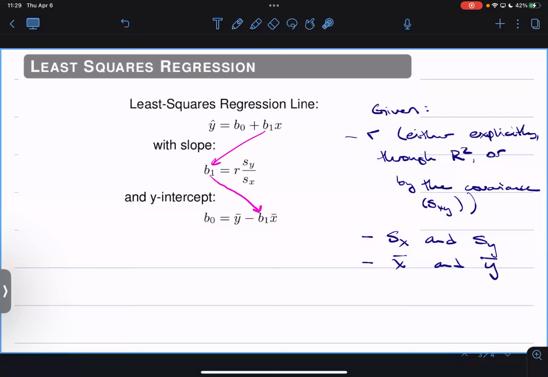Given those things, you'll be able to calculate, relatively simple math calculations here. So that's not something that we're worried about. It's more about the interpretation that we're going to get to. But in the end, we're going to be building this regression line.